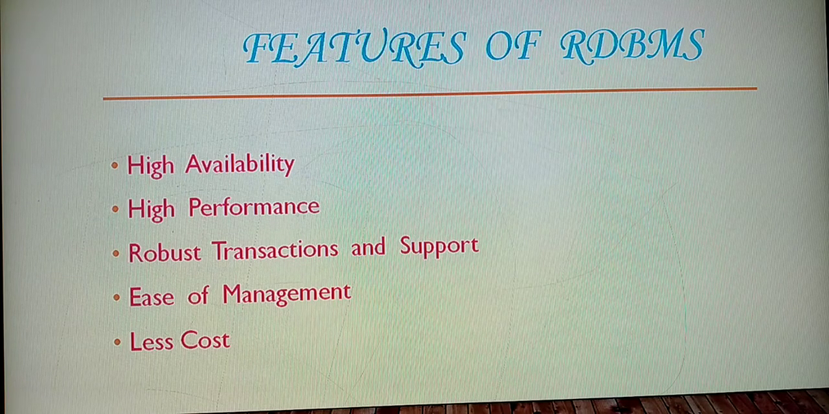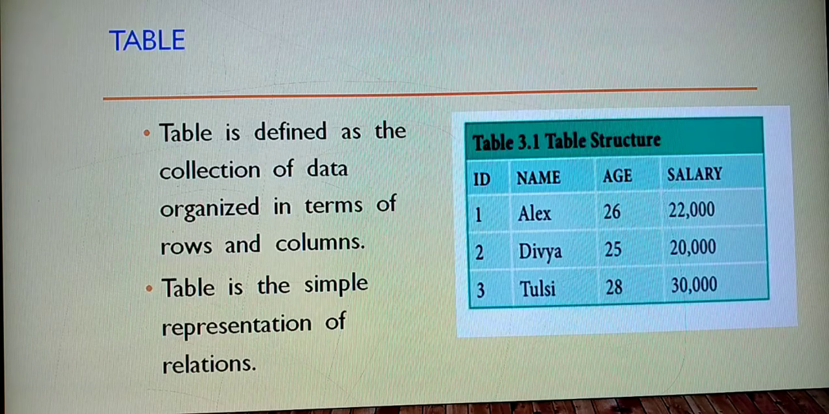High availability means at any time you can do the transaction or everything. High performance means complex tasks can be done in a very fast way. Management is easy, the transactions you do are very easy, and if any support is needed, that is also provided. Maintenance cost, programming and coding, everything is of less cost in the case of RDBMS. So these are the features of RDBMS. It is your 2-mark question.